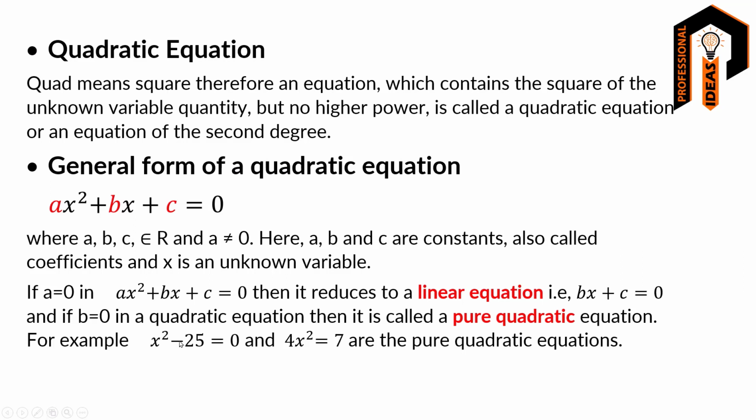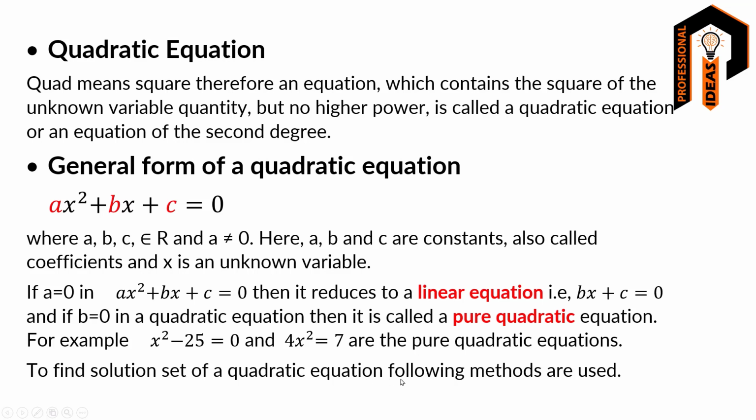For example, x square minus 25 is equal to 0 and 4x square is equal to 7 are pure quadratic equations. To find the solution set of a quadratic equation, the following methods are used. Number 1, factorization. Number 2, completing the square.